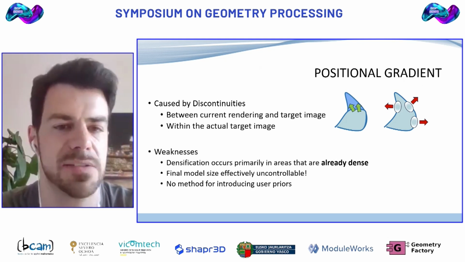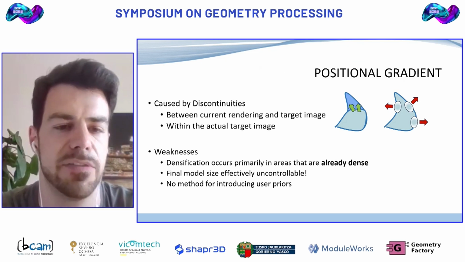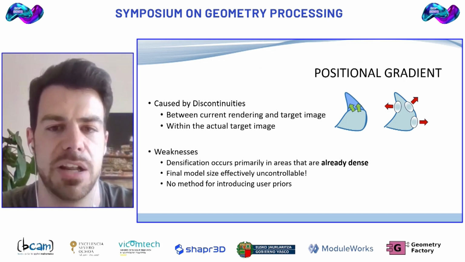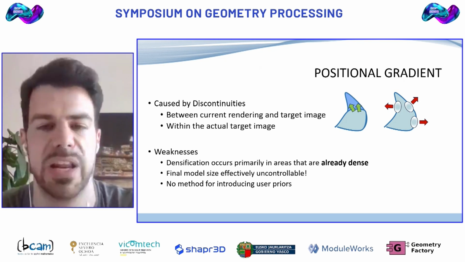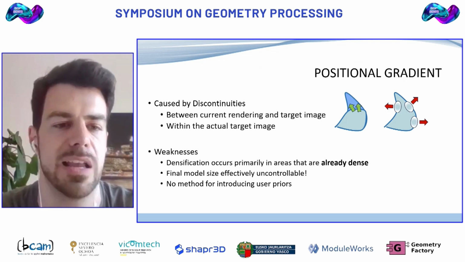And the weaknesses of this very simple heuristic is that the densification, unfortunately, occurs often in areas that are already somewhat dense. And the final model size is effectively uncontrollable. So you probably will end up with something that is larger or has more Gaussians than it actually needs to have.